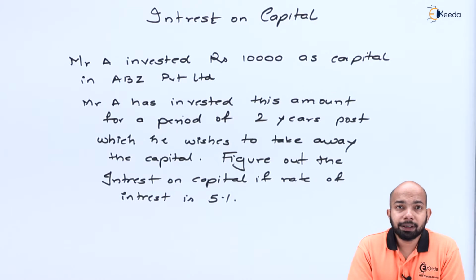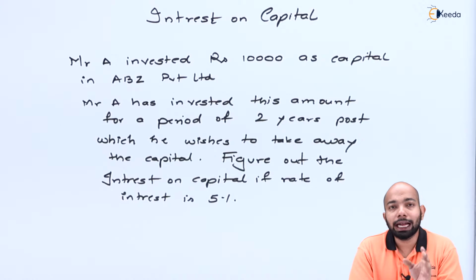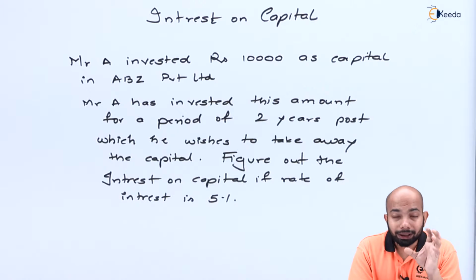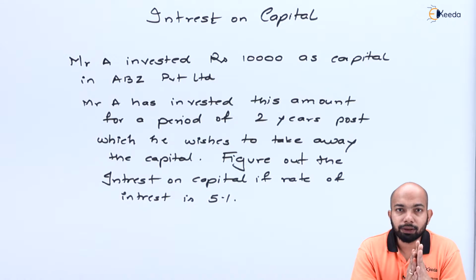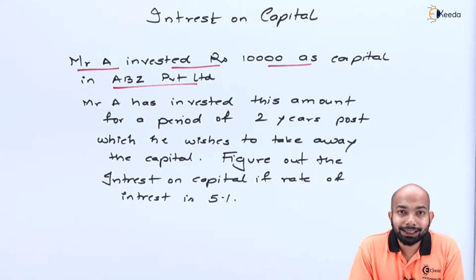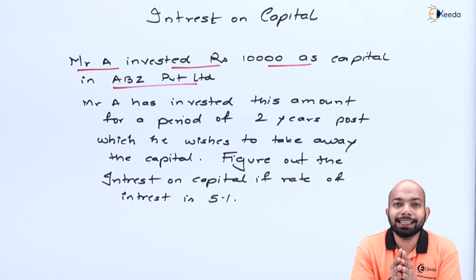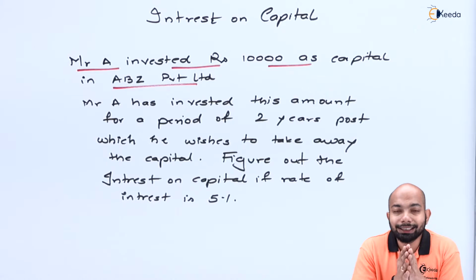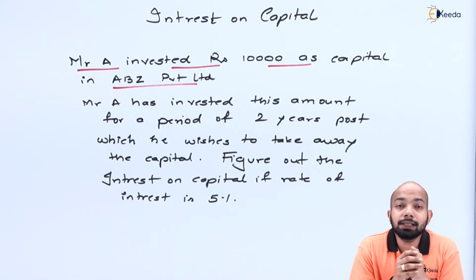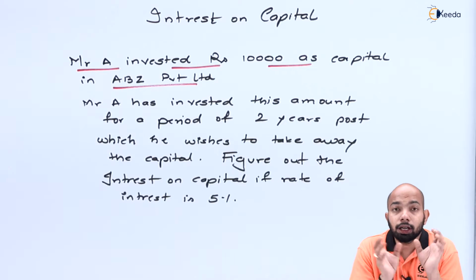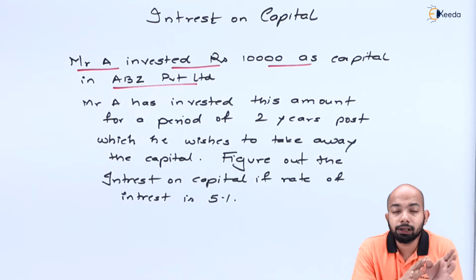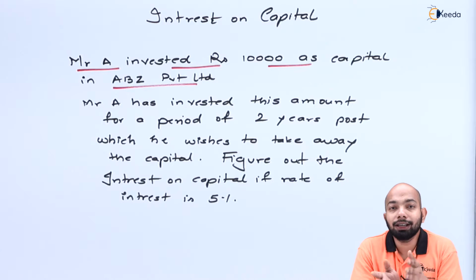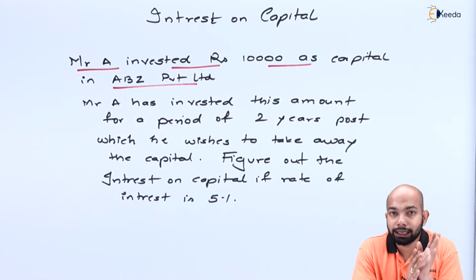So I've mentioned the sum here, that is interest on capital. We'll highlight each and every line with a red highlighter to understand what important details are supposed to be covered. As you can see, we have highlighted one single line which says Mr. A has invested a capital amount of rupees 10,000 in Messrs. ABZ Private Limited. So there is one company, one firm known as Messrs. ABZ Private Limited, where Mr. A as a partner has invested rupees 10,000.